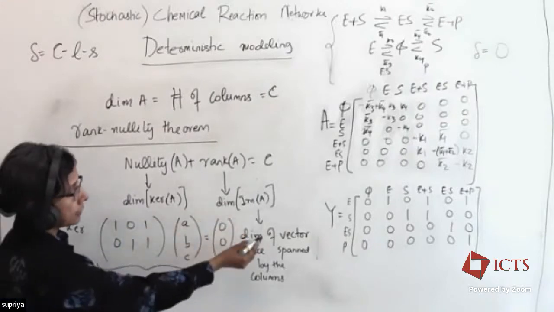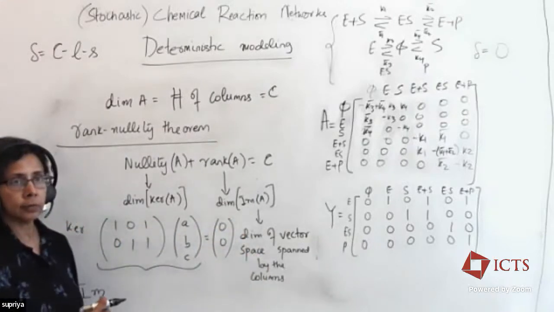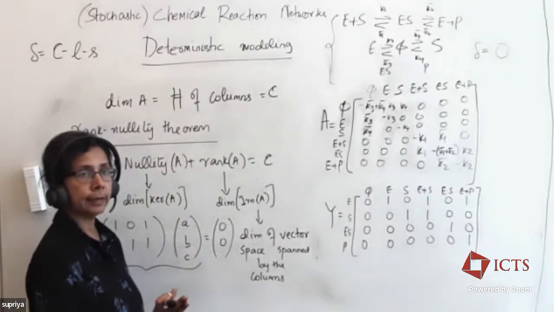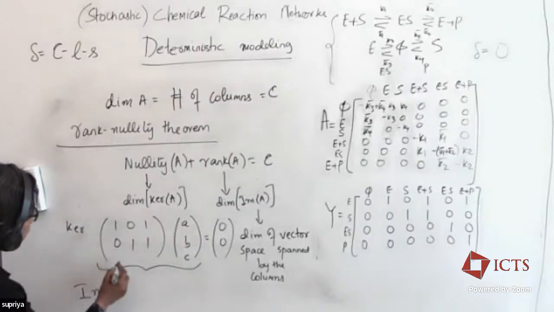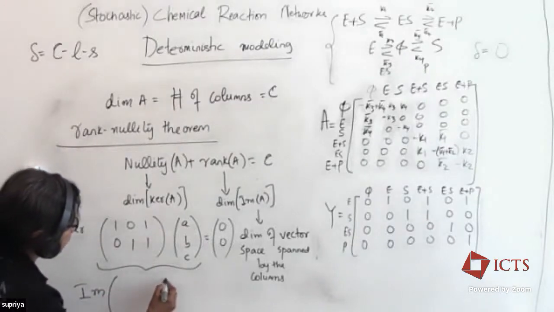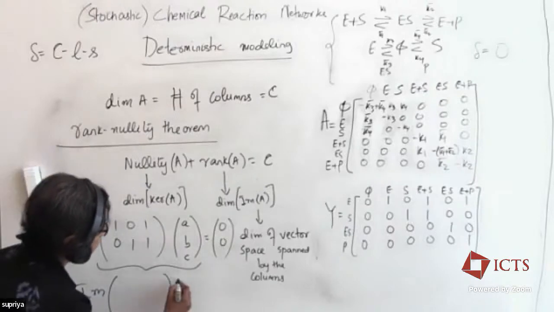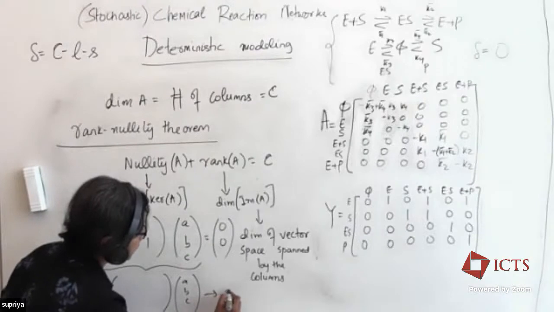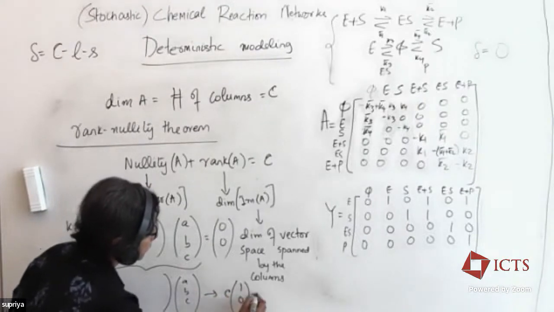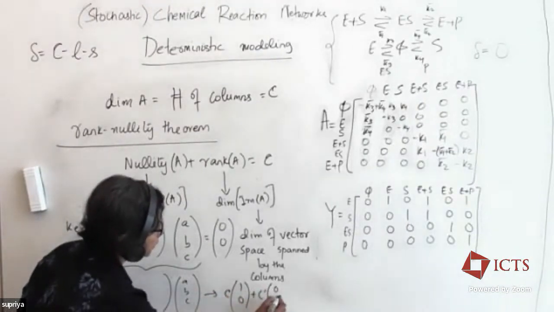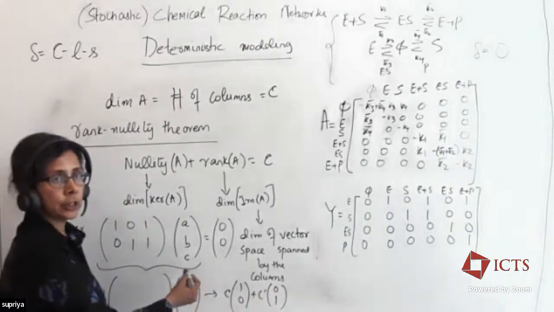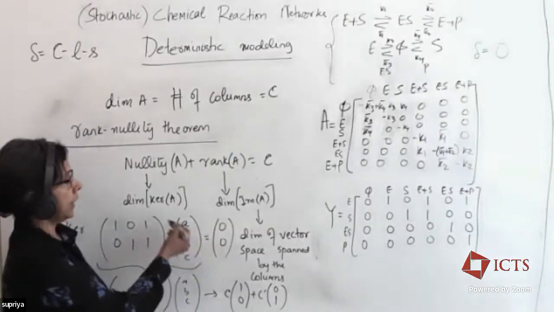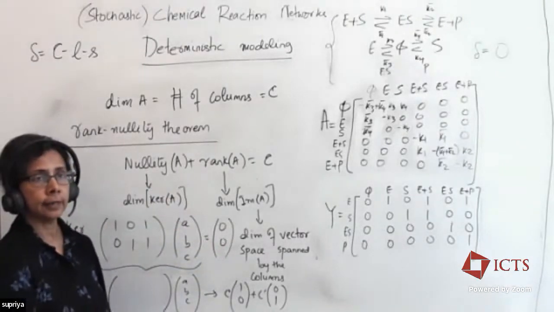So the image of A is the dimension of the vector space spanned by the columns. When you say dimension of a vector space, then of course you have to think of independent vectors. So the image of this is always given by some constant times 1, 0 plus some other constant times 0, 1. So you immediately see that the image has dimension 2. The kernel has dimension 1. And of course, this rank nullity theorem is satisfied.